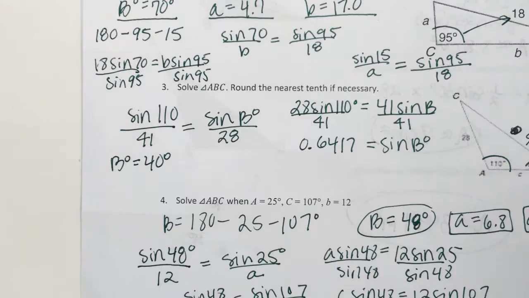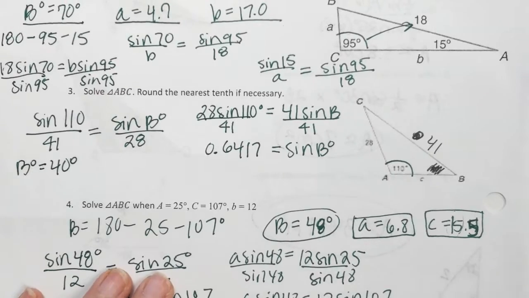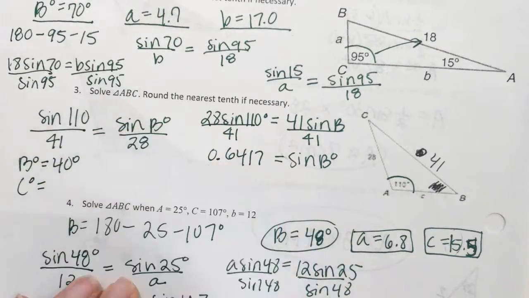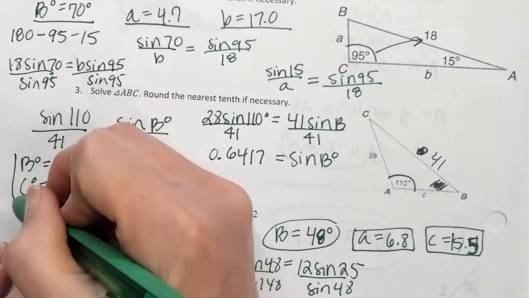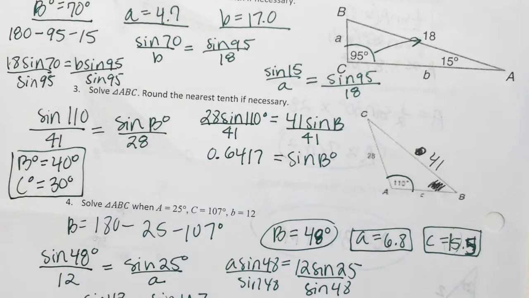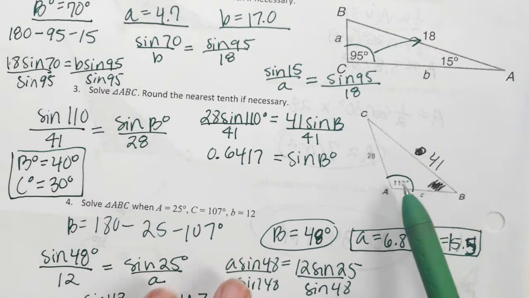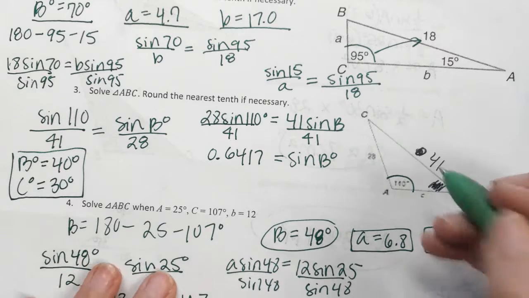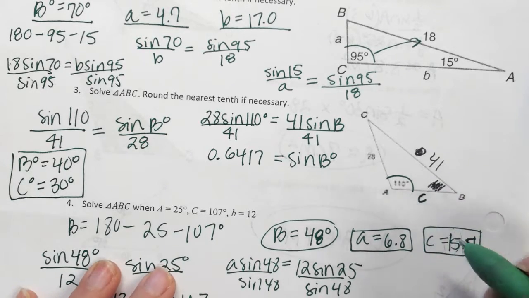Alright, what should we find next? Or what would y'all find next? The other angle, right? Go ahead and find it. What would it be? 30. Very good. Somebody tell them. Good. So there's 180 degrees in a triangle. After you find 2 of them, you can just subtract those from 180. Alright, what's left to find? Side C. Very good.